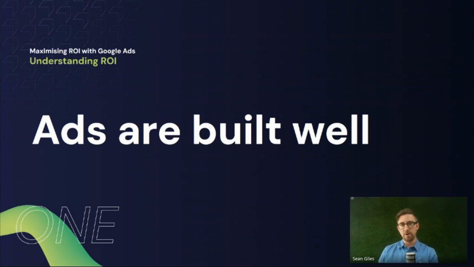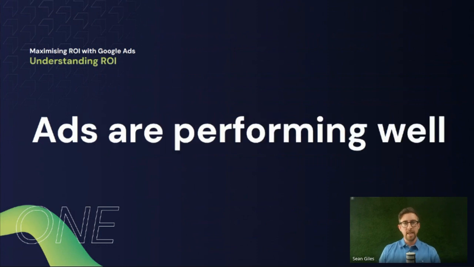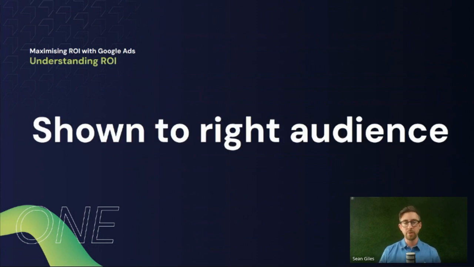So your ROI essentially is going to go up, and your cost per click and things like that are going to go down. Built well, sorry, it means they're also performing well. So people are interacting with them, people are engaging with them, and you're getting good traction through them. And it also means that you're showing them to the right audiences.